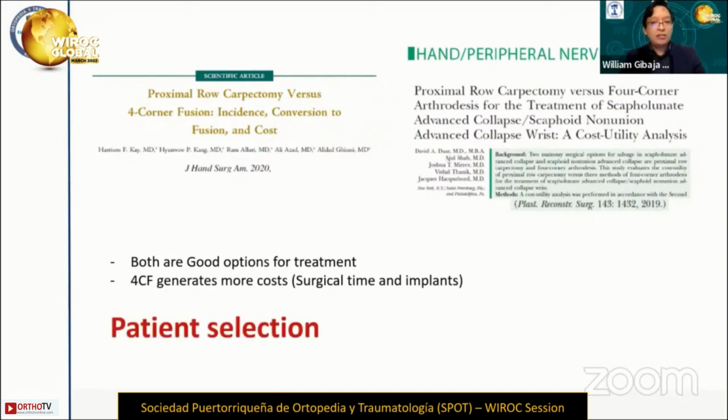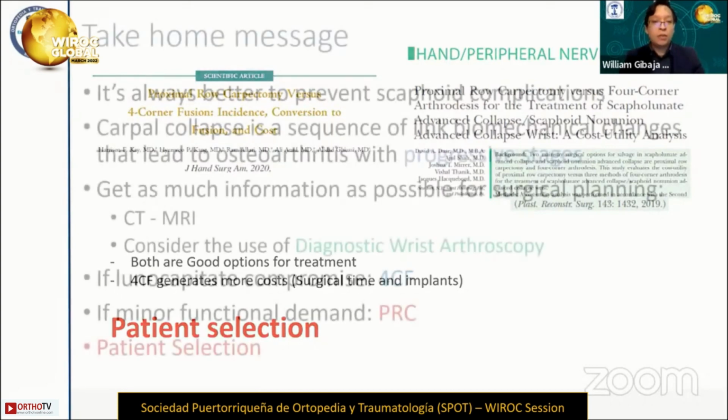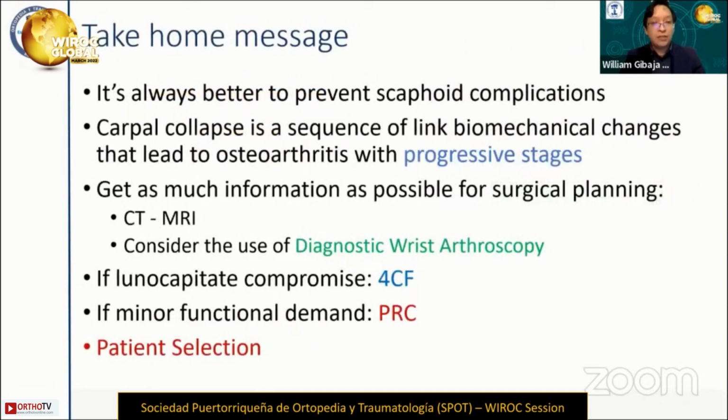So I think this is not a thing to consider, but the patient selection, as I was saying, of what you want to expect your patient to achieve, either in motion or in strength, because with either one of these treatments, you will sacrifice one of these. So the take-home message is it's always important to prevent scaphoid complications. If you are dealing with a scaphoid fracture or a non-union, you need to have a good follow-up so you can act when it's more proper.